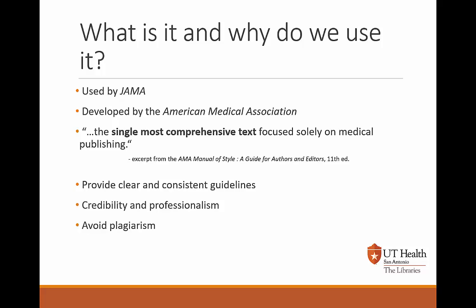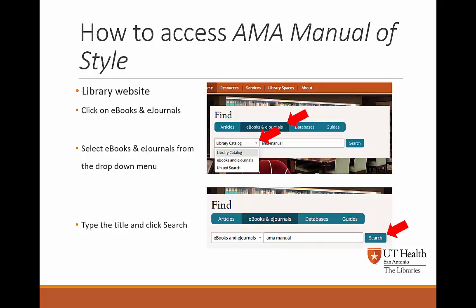To access the ebook through the library, here is a quick overview from the library's website or homepage. You'll see the Find box. You'll need to click on eBooks and eJournals, and then from the drop-down menu, you'll need to select eBooks and eJournals. In the search box, you'll type AMA Manual.